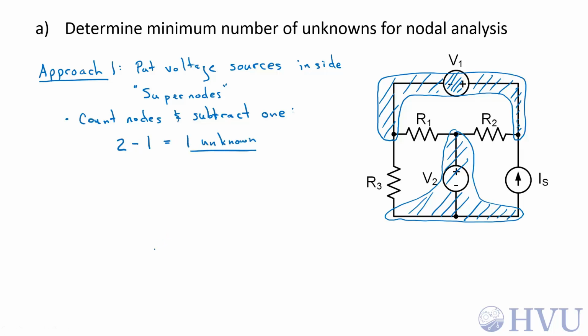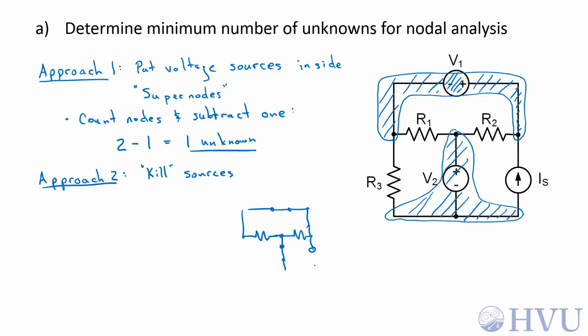The second approach is more or less the same thing, but it gives a more explicit approach towards creating supernodes. In this approach, we do what's called killing the sources. That means that we replace voltage sources with short circuits and current sources with open circuits. So the voltage source V1 will become a short circuit. That resistor remains as is. The voltage source V2 also becomes a short circuit. That resistor remains that way. The current source becomes an open circuit.